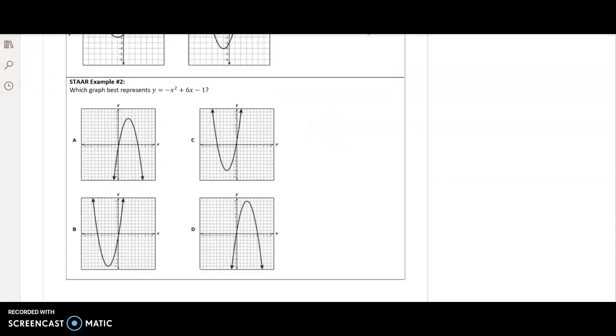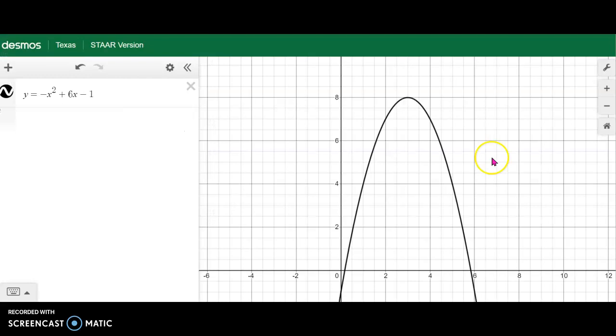Very similar, we can graph it in our calculator to see, first of all, we can tell that it opens down, because it's negative in the front, the leading coefficient is negative. So that should eliminate a few of our answer choices. Let's eliminate this one and this one, because they both have arrows opening up. So it's either A or D, and now I'm going to go to my calculator.